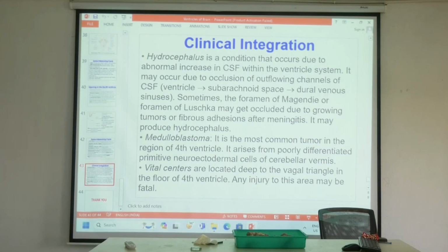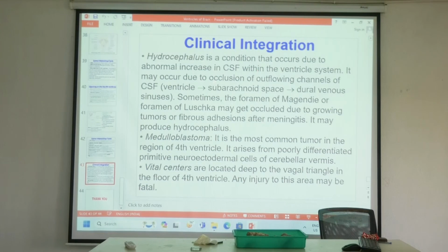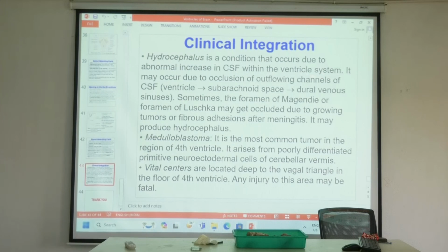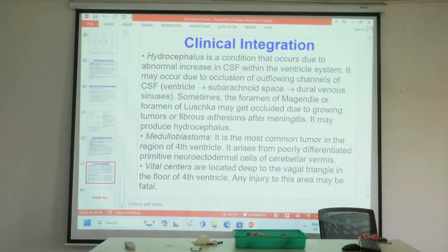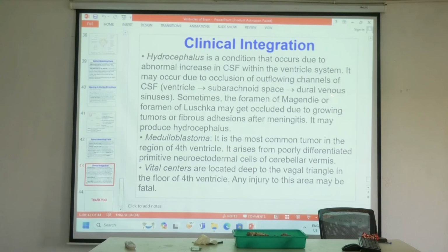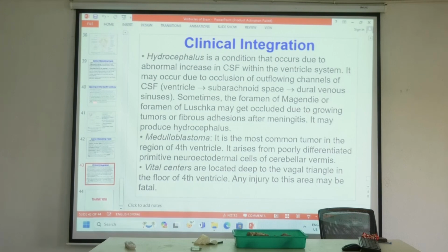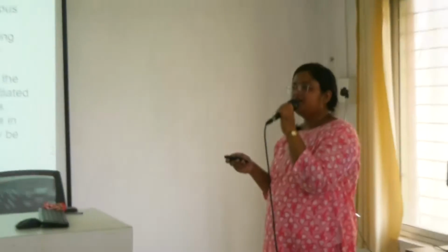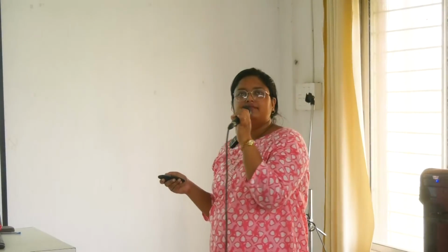Now the clinical aspect. Hydrocephalus is a condition that occurs due to an abnormal increase in the CSF within the ventricular system. It may occur due to occlusion of the outflowing channels of the CSF. How does the CSF flow from the ventricle? It goes to the subarachnoid space, and from there it is drained into the dural venous sinuses. Via the arachnoid granulations, it is absorbed into the dural venous sinuses.